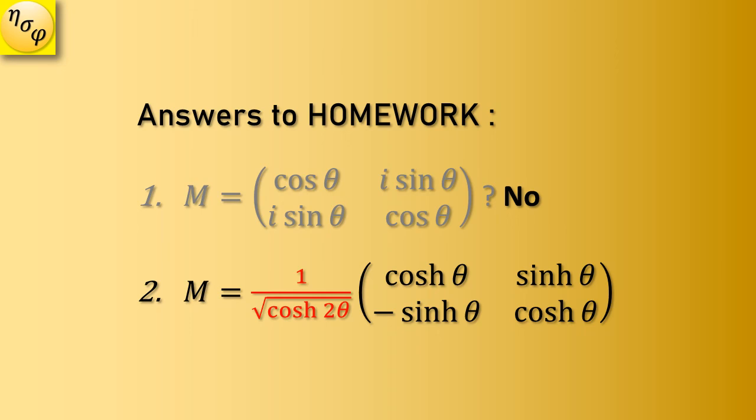Now it's time to discuss the homework. Does this symmetrical matrix M work? Unfortunately not. For question 2, we replaced sinus with hyperbolic sinus and cosinus with hyperbolic cosinus, but we had to include a factor of 1 over square root of hyperbolic cosinus of 2 theta. You may verify this.